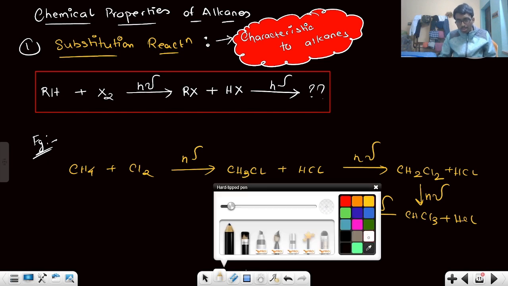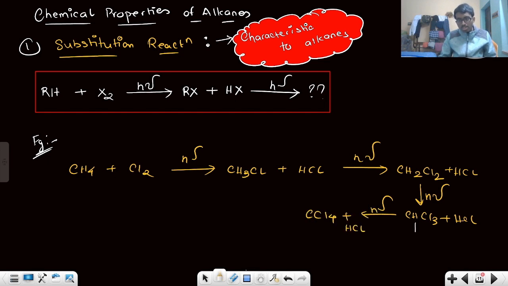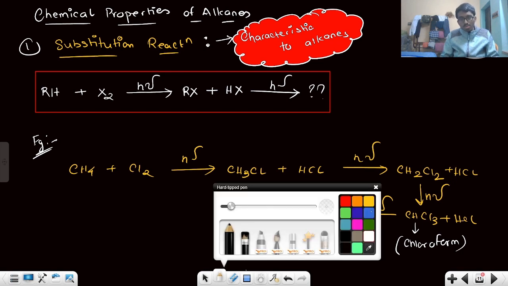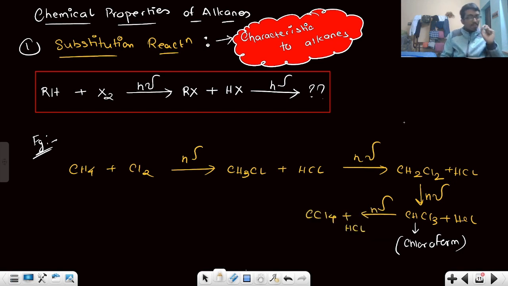Now, sometimes you will find small questions like this one. This is called chloroform. This can be asked. Chloroform is CHCl3, not CH3Cl. Often you all write CH3Cl as chloroform, but that is not chloroform. CH3Cl is not chloroform. CHCl3 is chloroform. Okay, that's the point. Done.